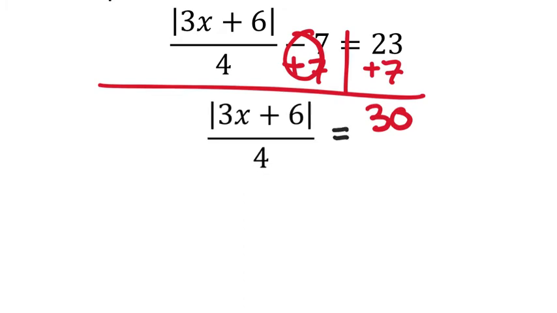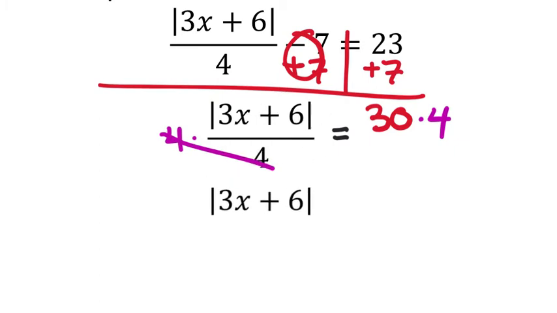And this equals 30. Now again, just like we saw before, to get rid of a fraction like this where it's all over 4, just multiply both sides by 4. That will create a phantom 1 situation. But if you do it to one side, you have to do it to the other side. So now I'm left with 3x plus 6. We didn't touch the numerator. But this is equal to 30 times 4, which is 120.